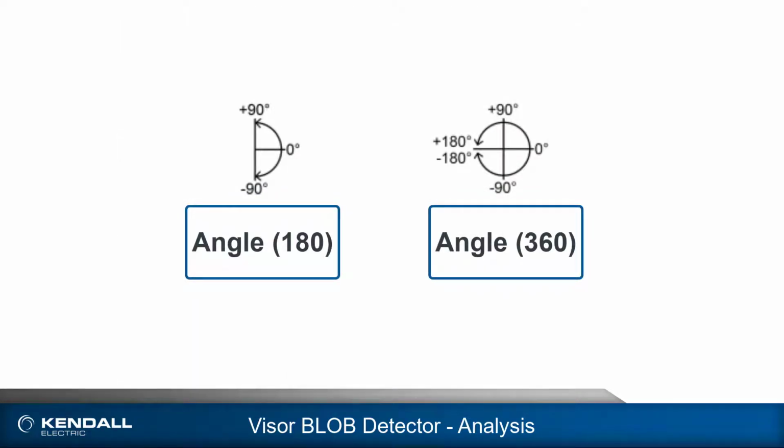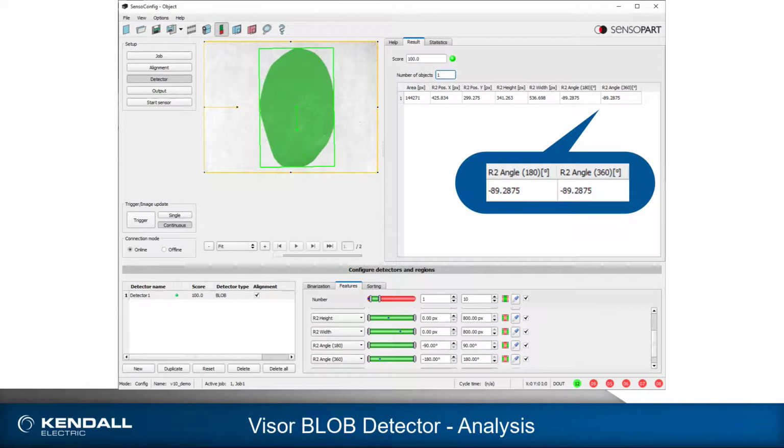The angle 180 value gives the orientation of the major axis between -90 degrees and 90 degrees, with 0 degrees at the 3 o'clock position. Angle 360 gives the orientation of the major axis between -180 degrees and 180 degrees, with 0 being at the same location. To reduce ambiguity of the orientation, it is calculated to the point in the direction of the furthest perimeter point from the center of gravity of the blob.